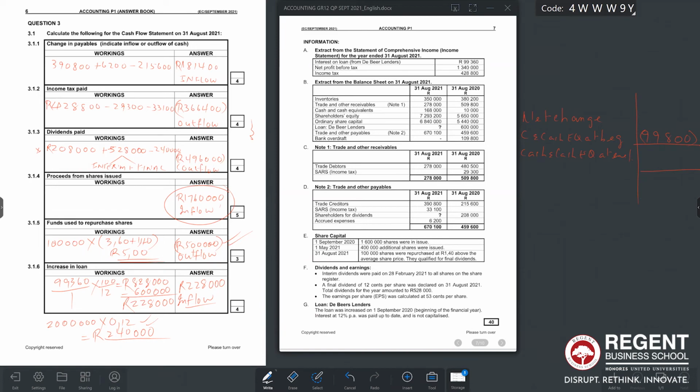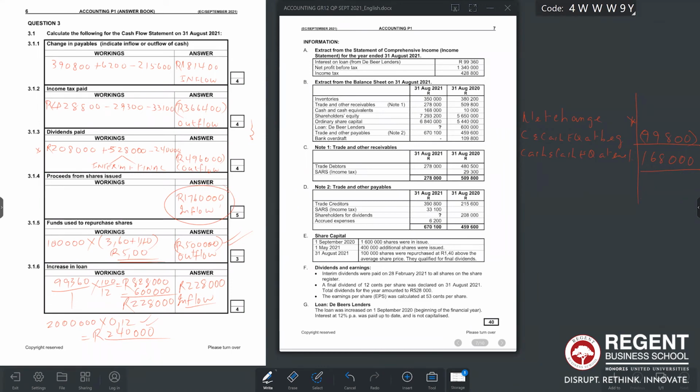Right, now come to the end of the year. At the end of the year, I've got cash of 168,000, but there's no overdraft and it's a favorable balance. So 168,000. That's my end of the year figure. Now I need the net change figure. Now think logically.